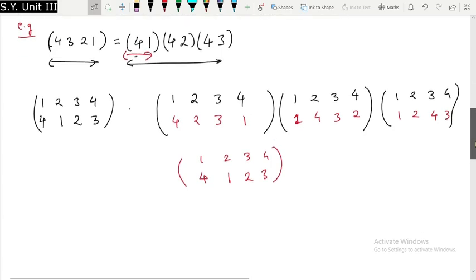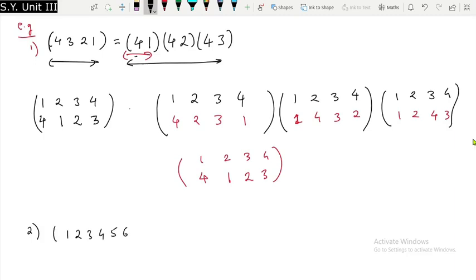Okay, so now given any permutation, I hope you should be able to express it as a product of transpositions. So if I talk about 1, 2, 3, 4, 5, 6, how are you going to write it as a product of transpositions? You'll start with (1 6), (1 5), (1 4), (1 3) and (1 2). That's it.